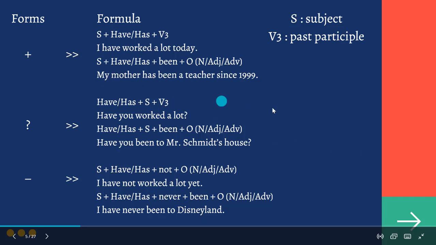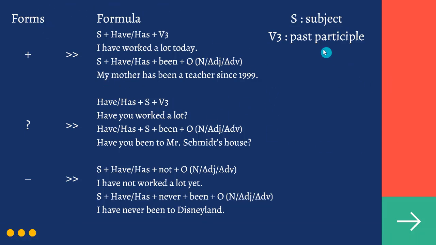Okay, next, let's see the formula. S is for subject, and verb 3 is the past participle. Let's see the positive sentence. Subject, have or has, past participle. Example: I have worked a lot today. This is for the verbal sentence. For the nominal sentence: subject, have or has, been, plus object. My mother has been a teacher since 1999.